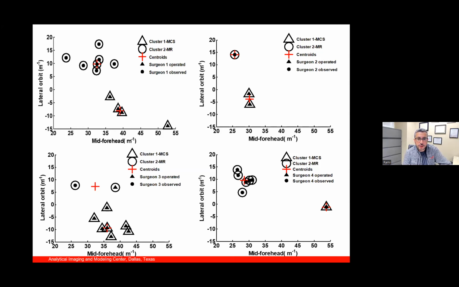So what did I do? I used K-means clustering. Why did I use K-means clustering? Because again, it is an unsupervised machine learning. I don't have to tell the computer what is normal, what's metopic ridge, and what's metopic craniosynostosis. It just tries through iteration to separate the data by itself.